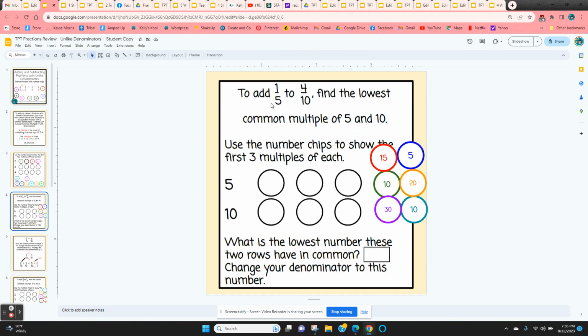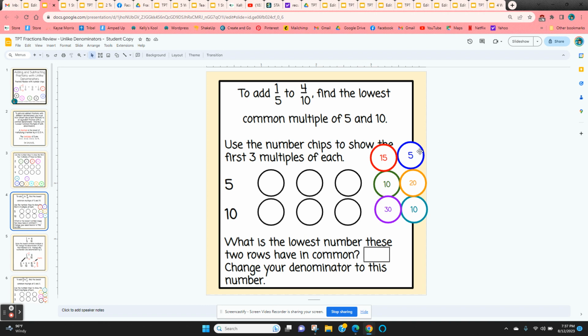The next slide has an example of adding 1/5 to 4/10. So we need to find the lowest common multiple of 5 and 10, the two denominators. So the first thing students are going to do, like they did on the previous slide, is give the first 3 multiples of 5 and the first 3 multiples of 10 using the number chips. And then they're going to look and see which is the lowest number the two rows have in common.